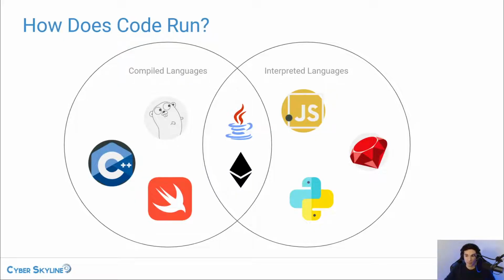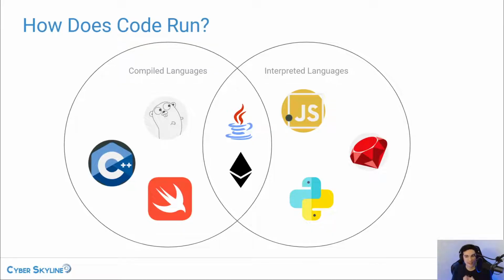And the big difference between these two is that compiled languages involve taking human readable code, so stuff that is in plain text, and then converting that plain text code into machine code. So ones and zeros, some binary code that a human can't really read, but a computer would know how to read. Those are compiled languages. And we've got some common examples. We've got Go, that's the Gopher over there, C++ and C. And we also have Swift, that's the Swift icon for the iOS apps.